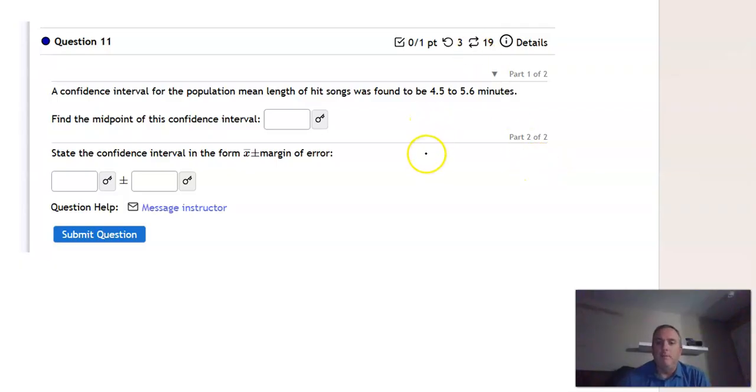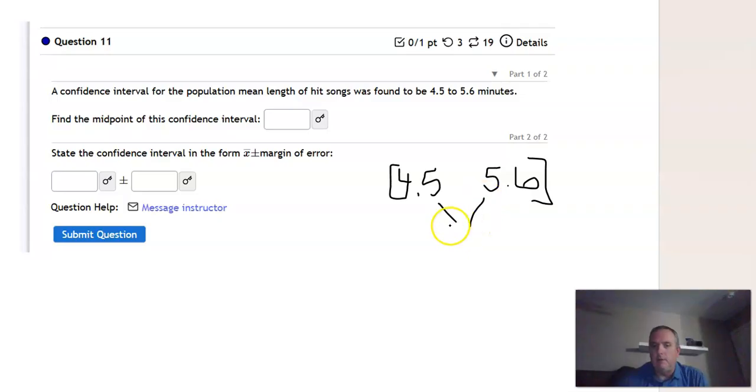So, the midpoint of a confidence interval is always what's called the point estimate. And the point estimate is just what you found from your sample to be, in this case, the mean length. So the way we find a midpoint of two values is just to average them. So to average two numbers, just add them together. 4.5 plus 5.6 is 10.1 divided by 2, and that's 5.05. So my midpoint is 5.05.